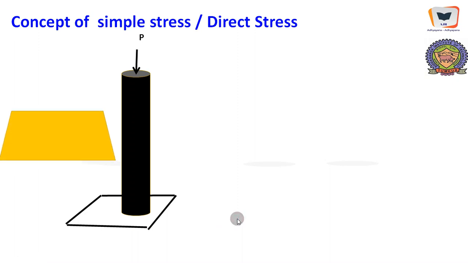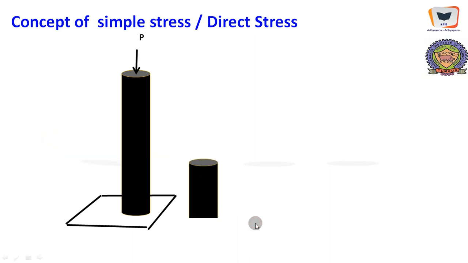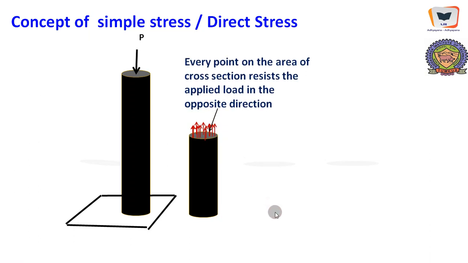But in order to see the internal pains suffered by this particular component, we need to take a section. Let us say we have taken a section somewhere over here, and there comes the internal of this component. Here you can see the stresses emanating. The stresses come just like a resistance opposing the applied force. Every point over this area of cross section participates in resisting the applied load, and this resistance comes in the opposite sense of the applied load.